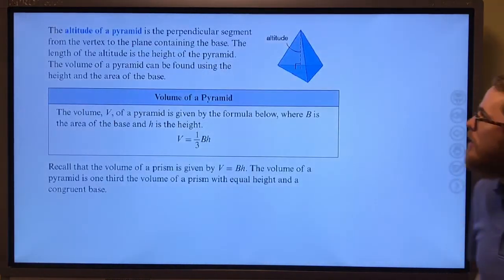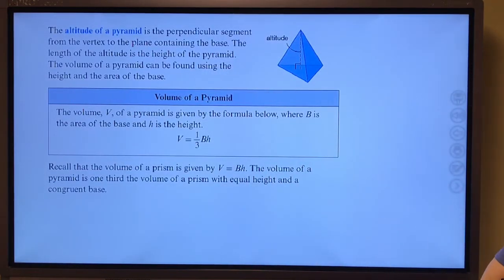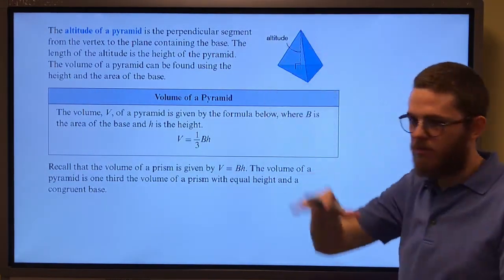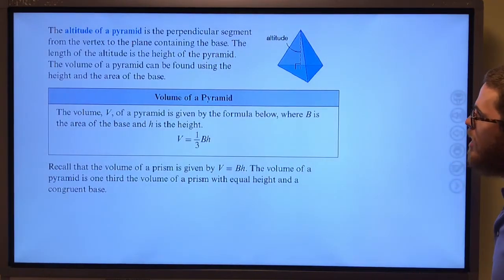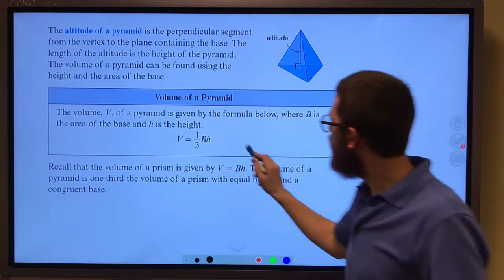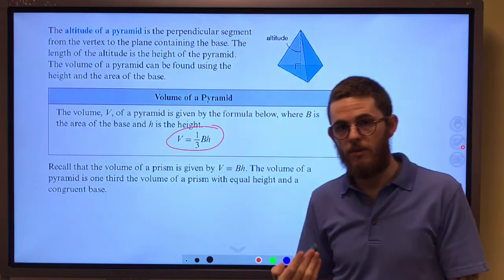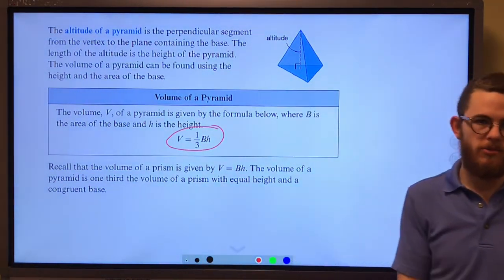Great, we got some practice. Moving on. Taking a look here at this pyramid, the altitude of a pyramid is the perpendicular segment. That's the height, okay? The altitude of a pyramid is the height. It's that perpendicular segment from the base to the vertex. All right, so the volume of our pyramid is going to be 1/3 times the area of the base times the height.